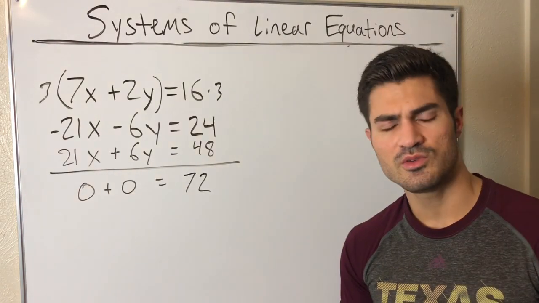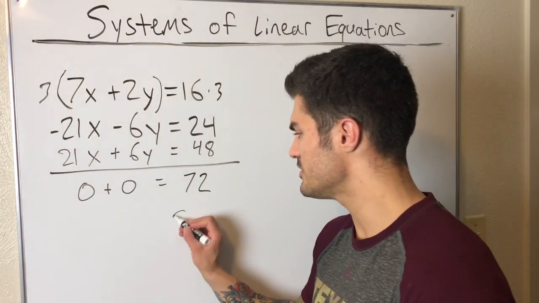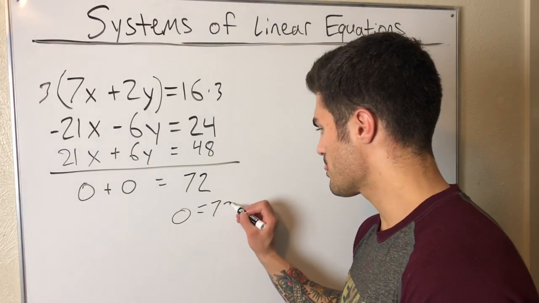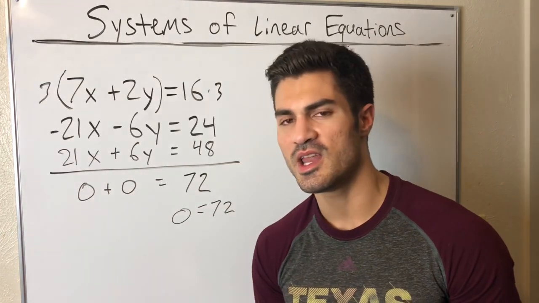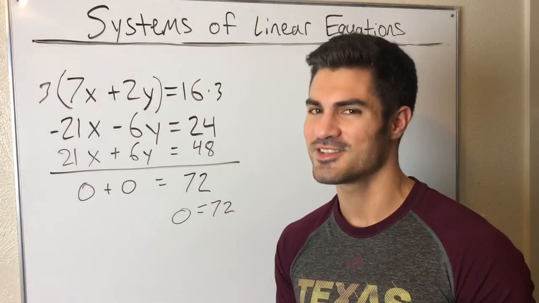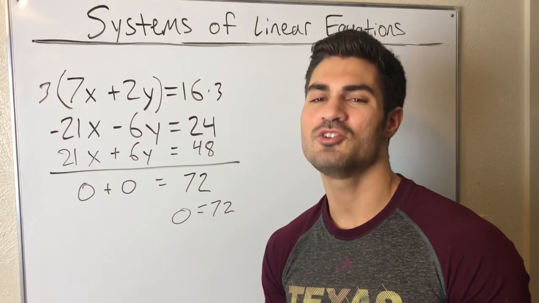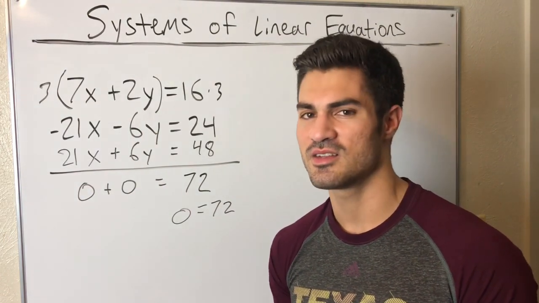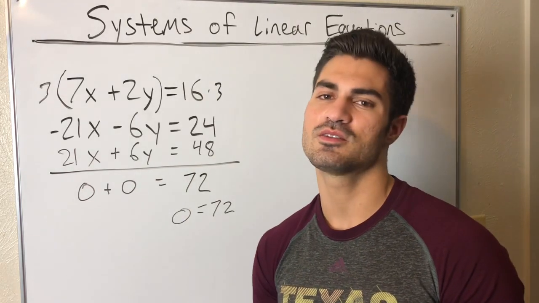0 equals 72, right? Isn't that what I'm left with? 0 equals 72, which is a statement that is what? Never true, right? 0 doesn't equal 72. This is nonsensical, right? So, no solution. This is an inconsistent system of linear equations.